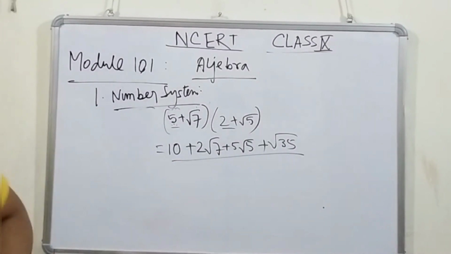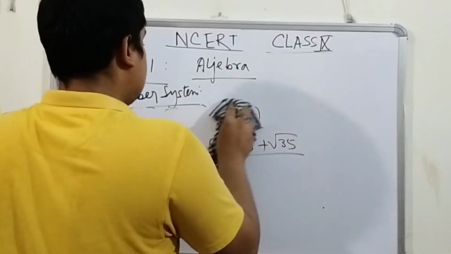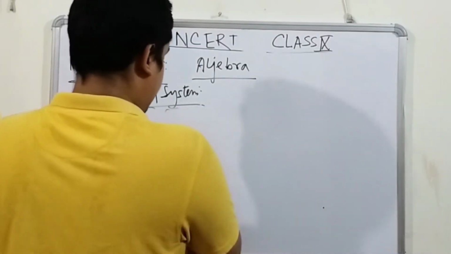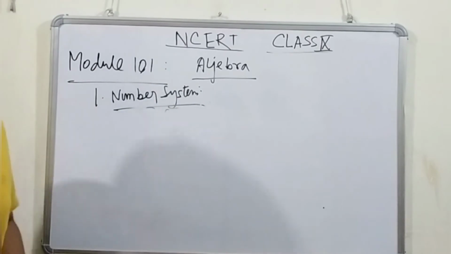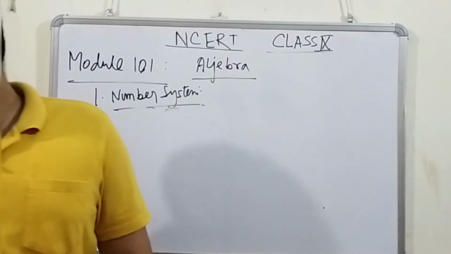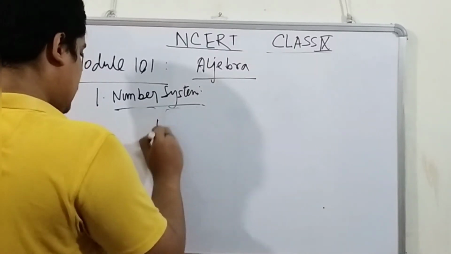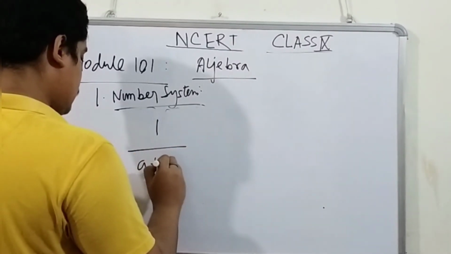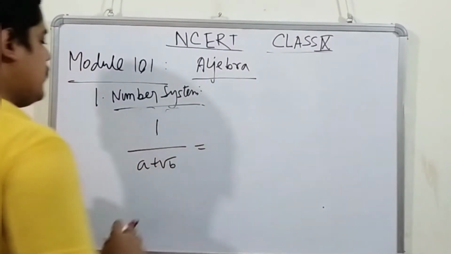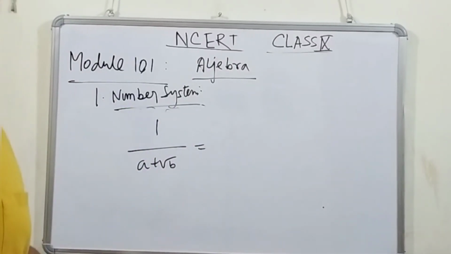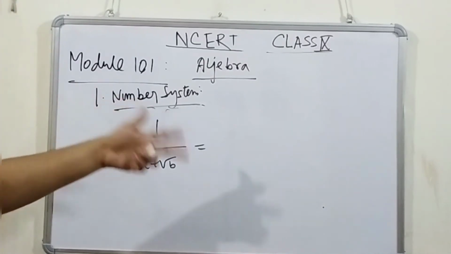Now we will do another one. This is rationalizing the denominator. Now that is a very important topic. What is rationalizing a denominator? If you get something like this, what will be the value of it? How to find the value of this? It's a very complex number, by the way. It is a very complicated thing.